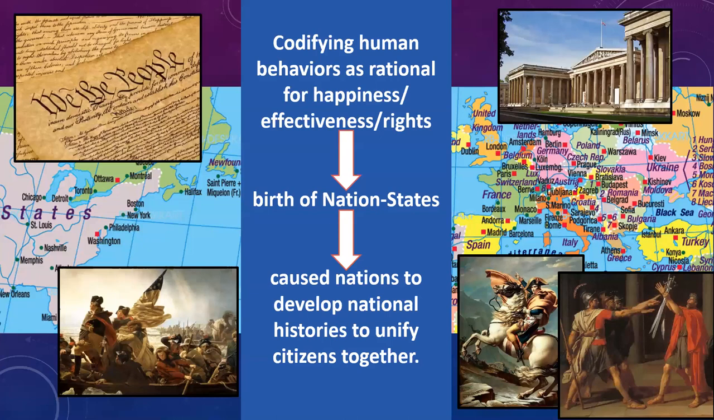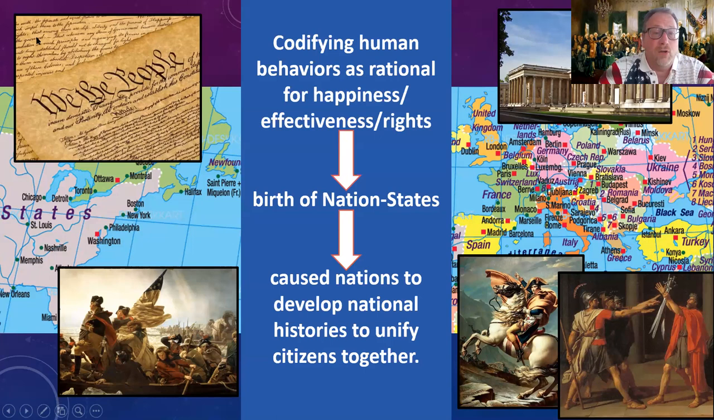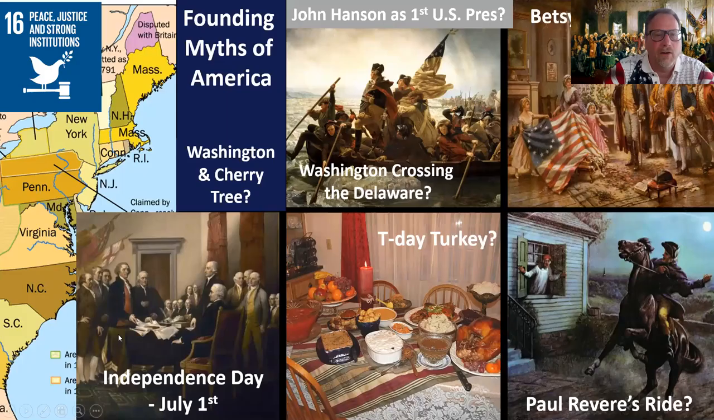And so with all these different ideas as we're looking at the art, what's happening is that during the Neoclassical Enlightenment period, we are codifying human behaviors as rational. We're looking for happiness, effectiveness, and rights. We are going to slowly grow the birth of nation states, and so we're going to need propaganda putting our nation states together. What does it mean to be American? What does it mean to be a citizen of the French nation? What does it mean to be English? And so this is going to cause nations to develop national histories to unify citizens together. This is where our art is going to come in. So this entire backstory leads us to George Washington as the father of our country.